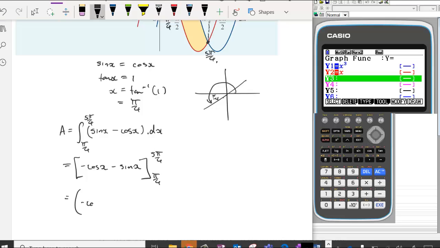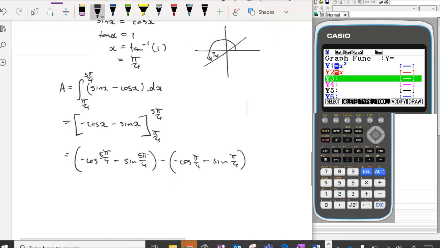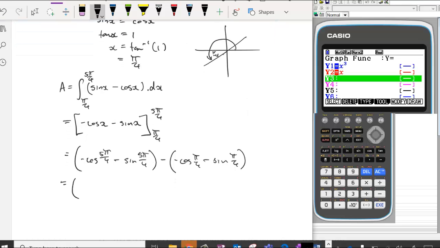So we have negative cos 5 pi on 4 subtract sine 5 pi on 4, and we're subtracting negative cos pi on 4 and take away sine pi on 4. So negative cos 5 pi on 4, cos is always going to be negative in this section. So it's just the same as saying cos pi on 4.